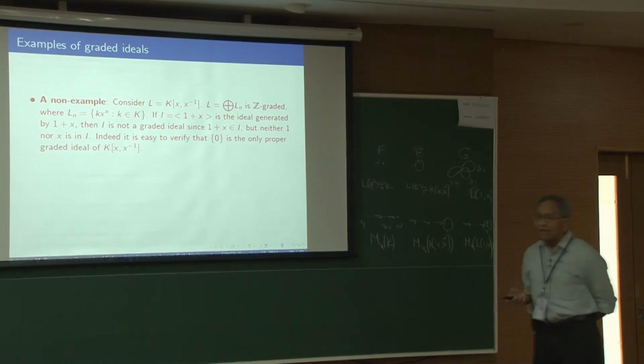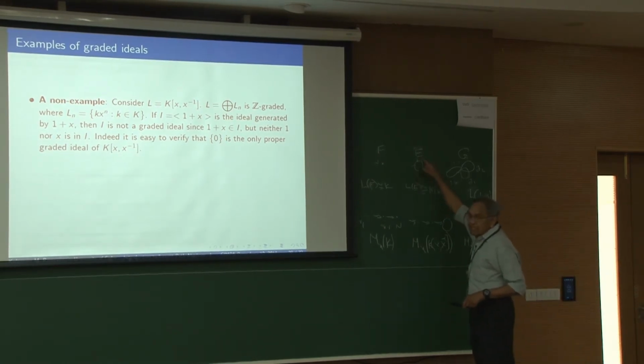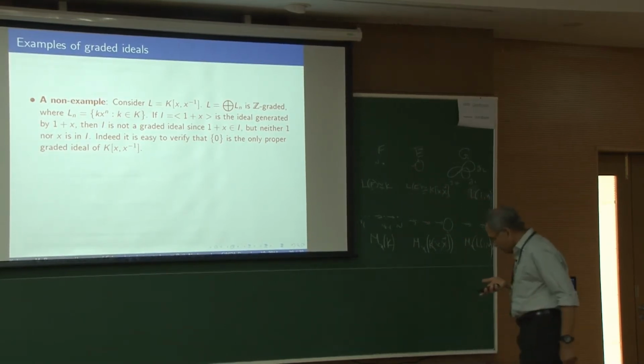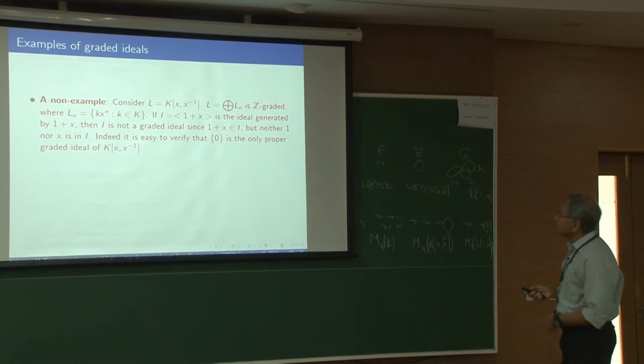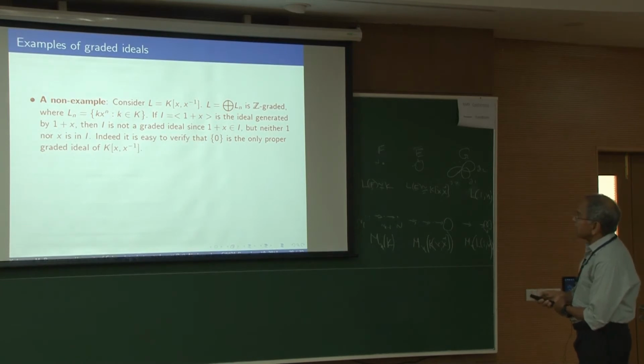Namely, look at the Leavitt path algebra of this graph. One vertex and one loop, and that we know is isomorphic to the Laurent polynomial ring K[x, x inverse]. And of course, this is graded by decomposing L as the direct sum of L sub n. What is L sub n here? It is simply the power x to the n multiplied by various scalars. And this is a graded ring.